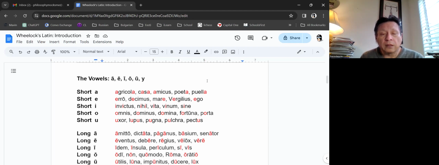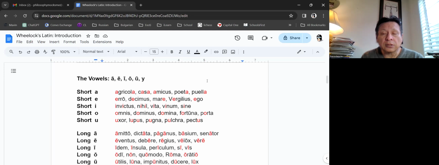Lupus means wolf. Pugna, pugnacious. Pugna means to fight, or it means a fight. Pulcra, pulchritude, which means beautiful or handsome, right? It means beauty. Pulcra.